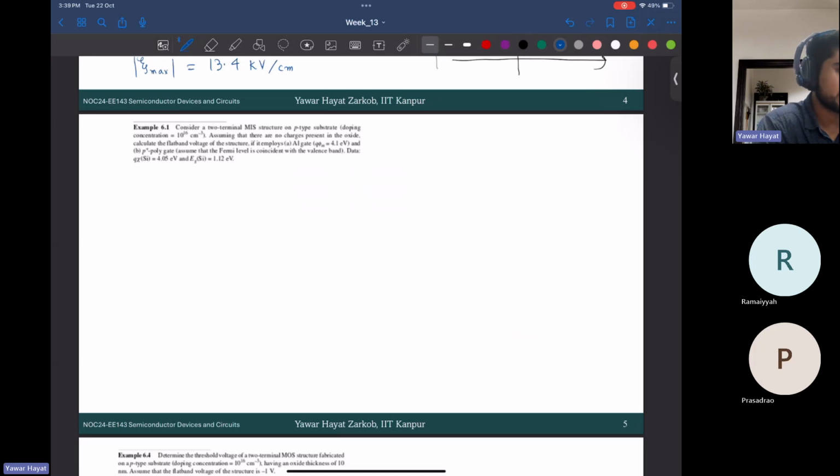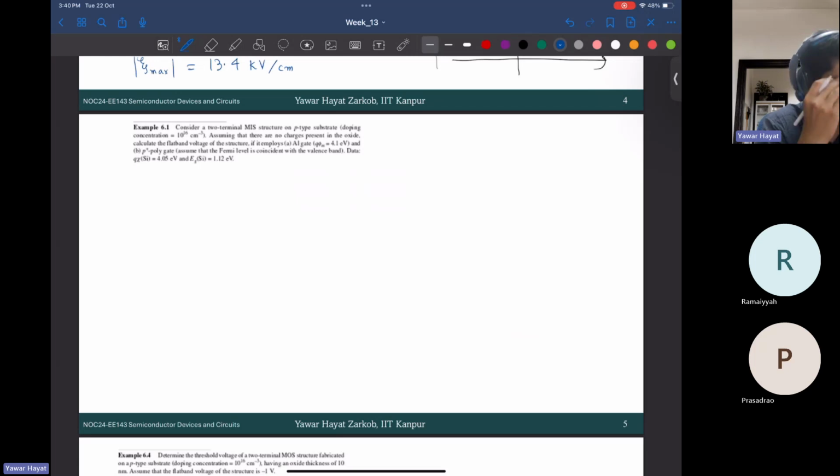So consider a two-terminal MIS structure on a P-type substrate, doping concentration of 10 to the power 16 per centimeter cube. Assuming that there are no charges present in the oxide, you need to calculate the flat band voltage of the structure. There are two parts to this question. In the first part, it implies an aluminum gate whose metal work function is 4.1 electron volt, and in part 2 we are using a P plus polygate. We assume that the Fermi level is coincident with the valence band for P plus polysilicon, right?